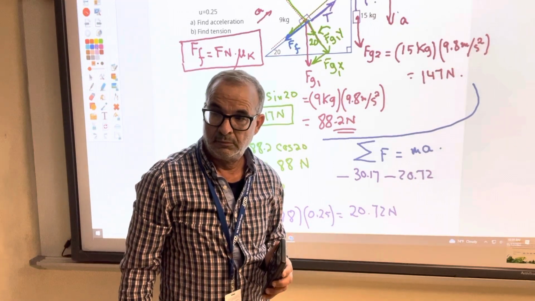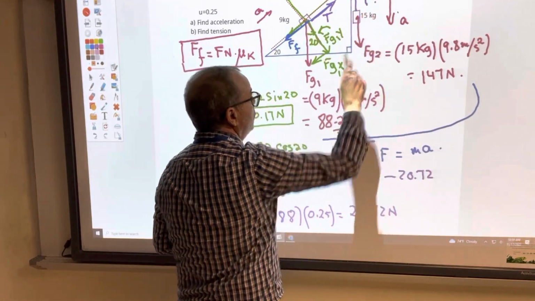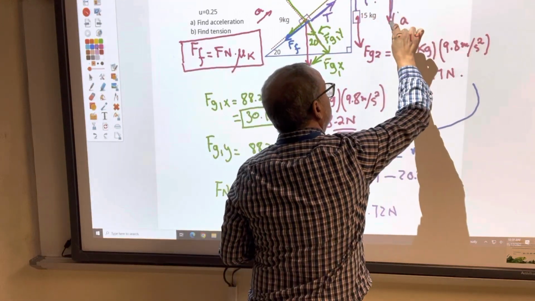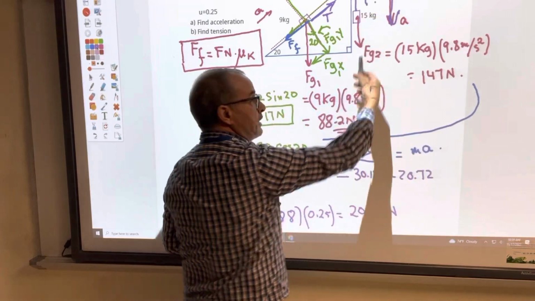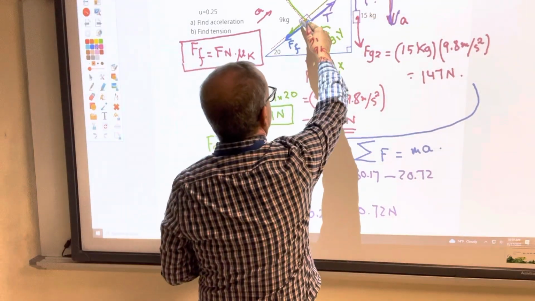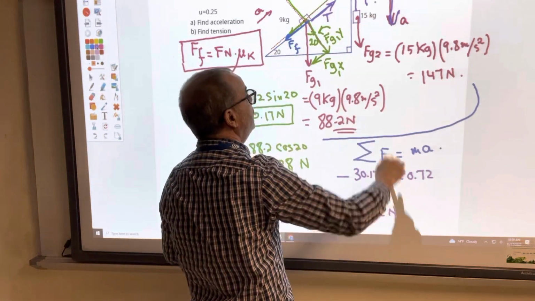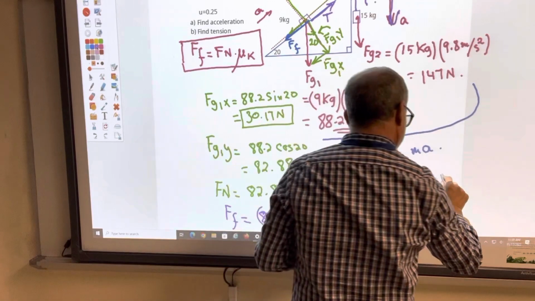Negative. Well, because we're going that way, remember? You're coming down this way. So it's going on the same path, so it's positive. All right, these two forces, the friction and the x component, they go on the opposite, so they are both negative. But the 147 is going to be plus 147.